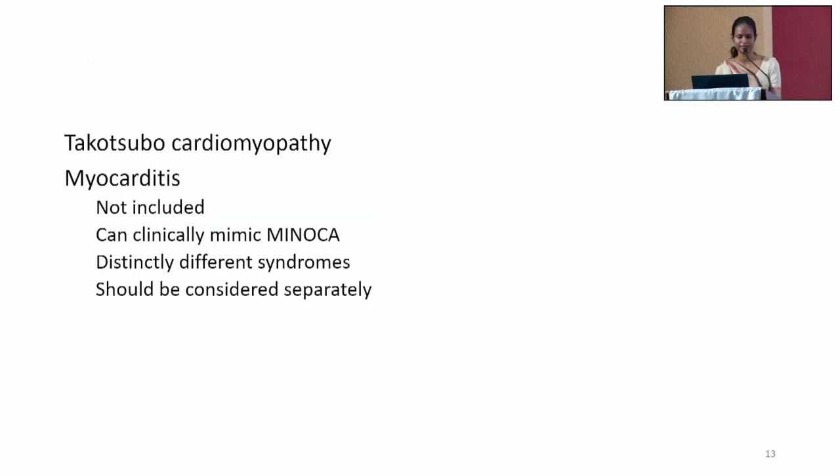This is Takotsubo cardiomyopathy. Takotsubo cardiomyopathy and myocarditis are not included in the recent definition of MINOCA. They can clinically mimic MINOCA, but they are distinctly different syndromes. So, they should be considered separately. So, Takotsubo and myocarditis out.